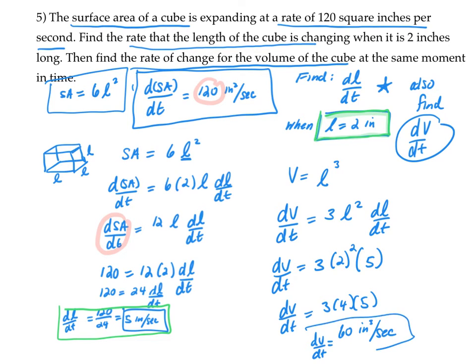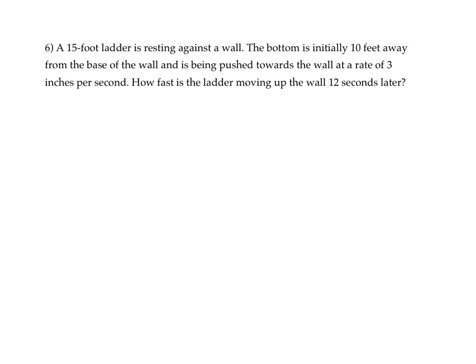Okay, on to the next type of problem. You're going to notice that our typical related rates questions are going to fall into some very distinct categories. Our next problem is what I refer to as a Pythagorean theorem question, or a right triangle problem. It says a 15-foot ladder is resting against a wall.